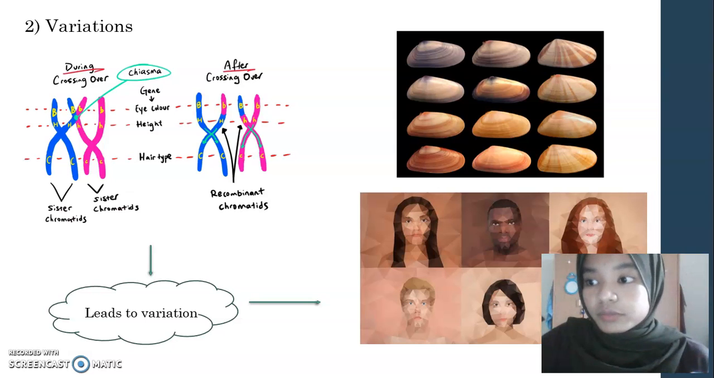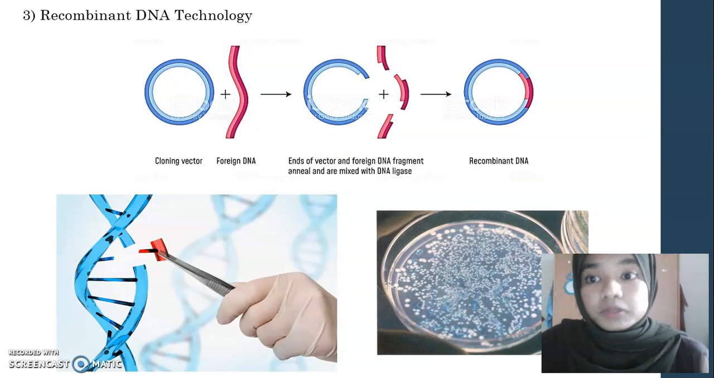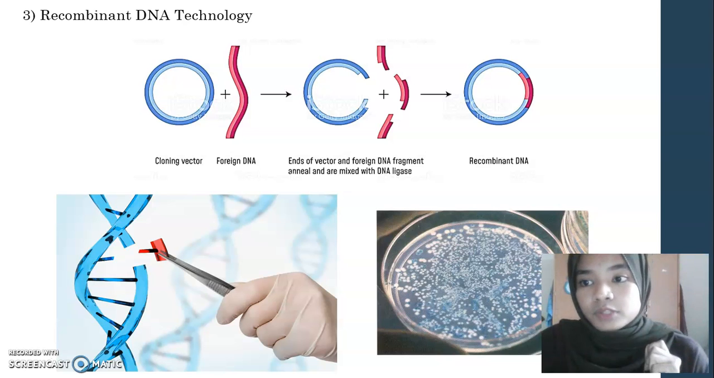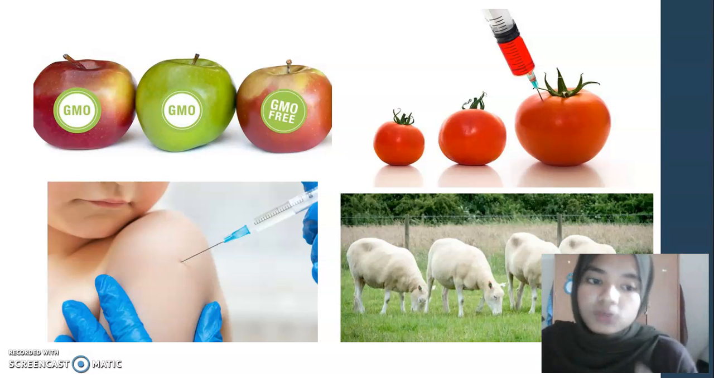Moreover, DNA also plays a very important role in genetic engineering, which is recombinant DNA technology. It involves the artificial cleaving and rejoining of DNA sequences from two or more organisms to create a recombinant DNA. This technology is employed for the production of genetically modified organisms, GMOs, genetically modified foods, GMFs, hormones, vaccines, enzymes, and also clones.